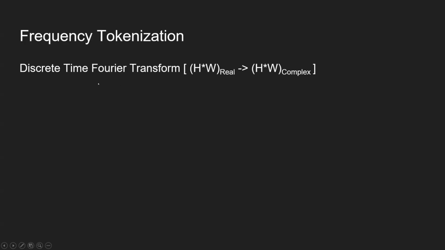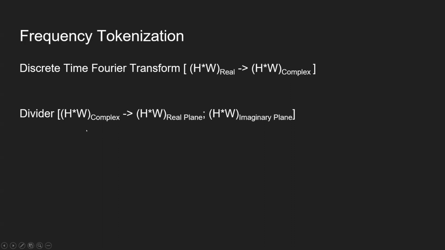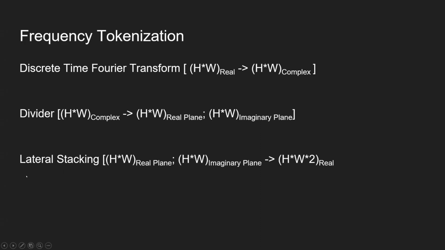In the short-time Fourier transform, the real data is converted to complex data, and the complex data is divided into a real plane and an imaginary plane. Then we use lateral stacking to stack the real plane and the imaginary plane into real data points. This is then fed to the frequency domain encoder.